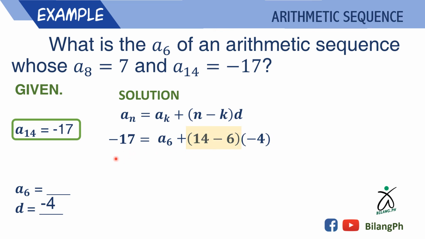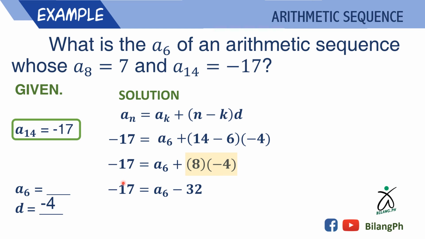Manipulate the given or the equation. So, negative 17 equals a sub 6 plus 14 minus 6 is 8 times negative 4. Mag-multiply naman. Negative 17 equals a sub 6. 8 times negative 4 is negative 32. Para mawala ang negative 32 dito, add both sides by 32 para maging 0. So, ito ay magiging 0 na. Ang may iwan dito ay a sub 6.